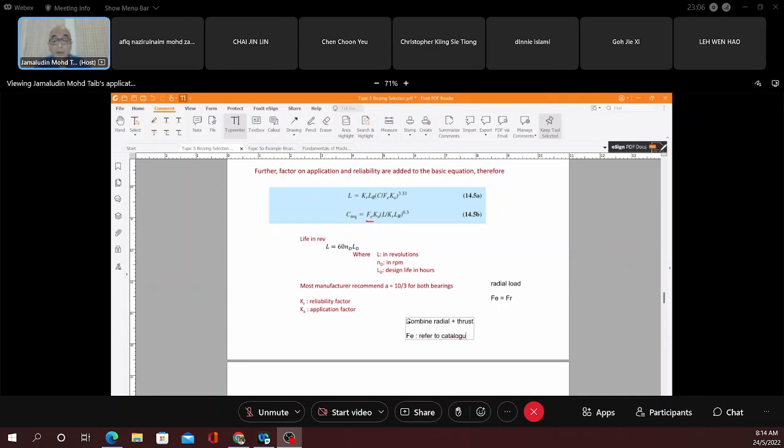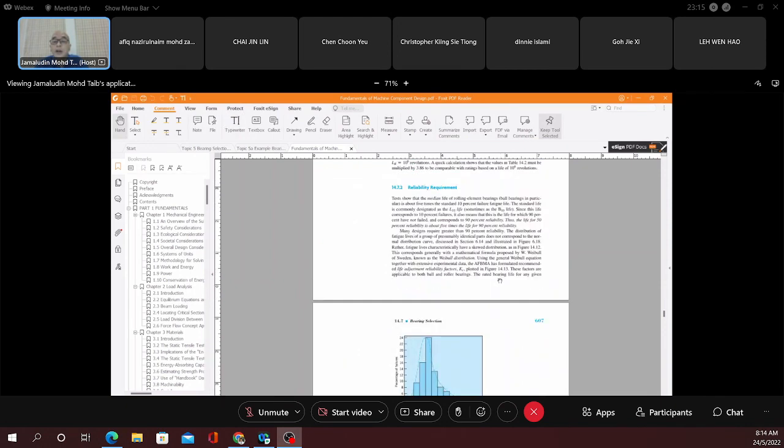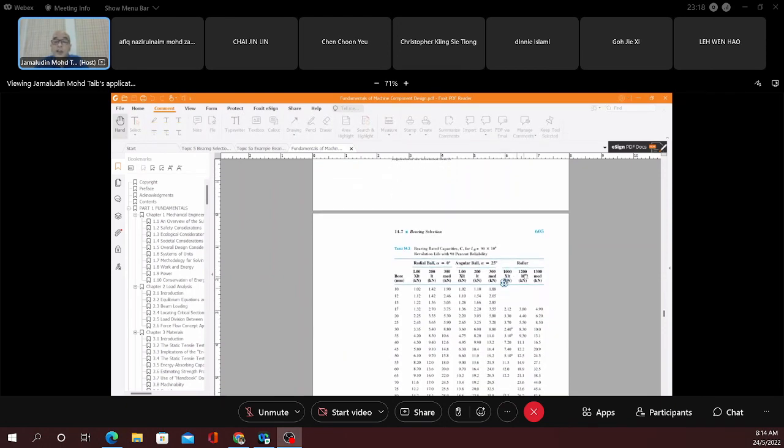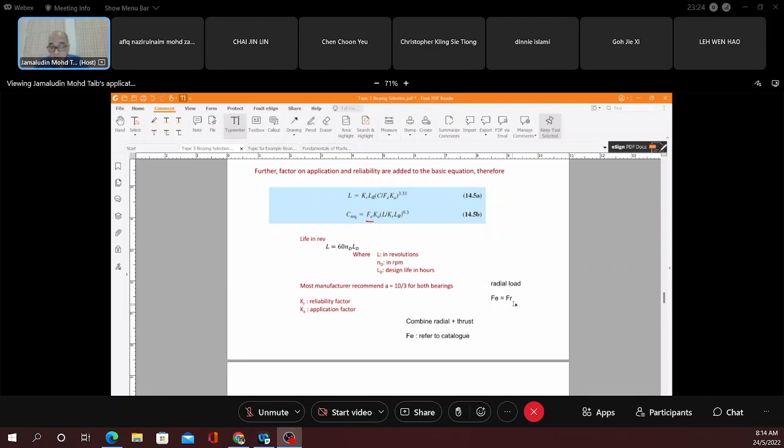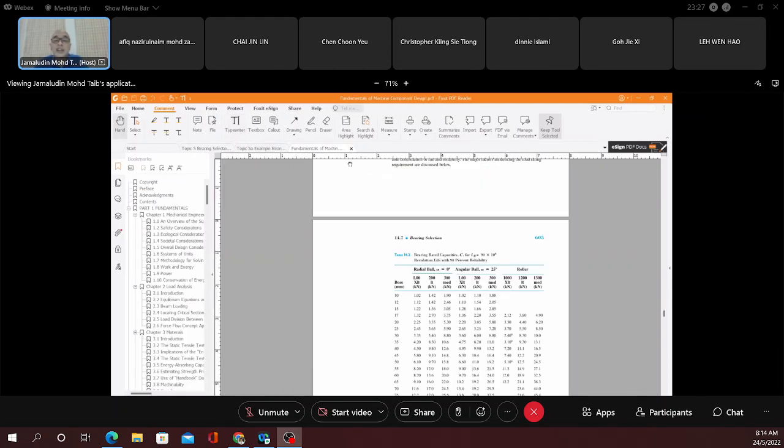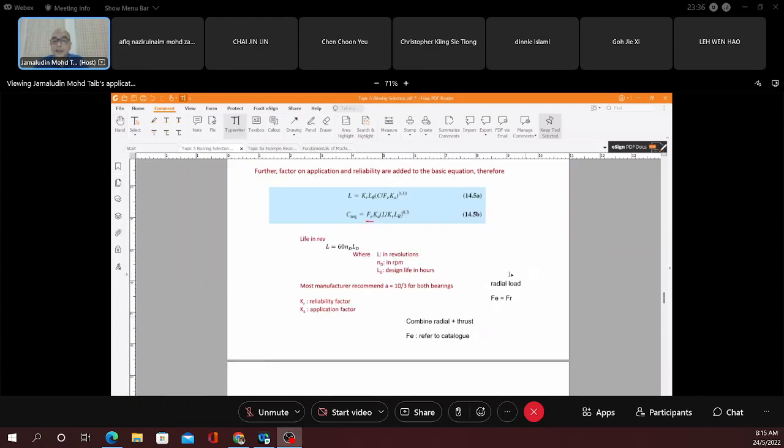In the case of ours, we have three types of bearing here. For the roller, because a roller only takes radial load, we can go straight to this formula: FE equals FR. Even for the other two, for example, if the radial ball and angular ball take only radial load, we can use the basic equation here. However, when there's a thrust load and radial load, we have to refer to the specific equation of the catalog.